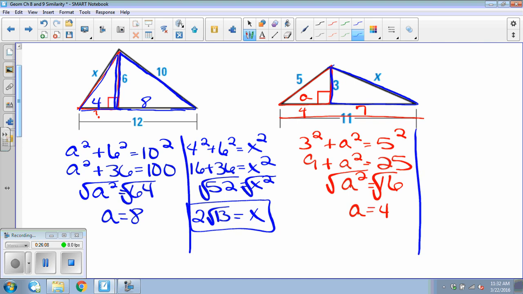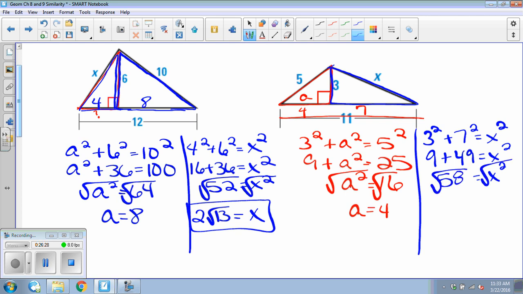So 3 squared plus 7 squared equals x squared. So 9 plus 49 equals x squared. So x squared equals 49 plus 9 is 58. Square root of both sides, and that doesn't simplify. Square root of 58 can't be simplified. So x equals the square root of 58.